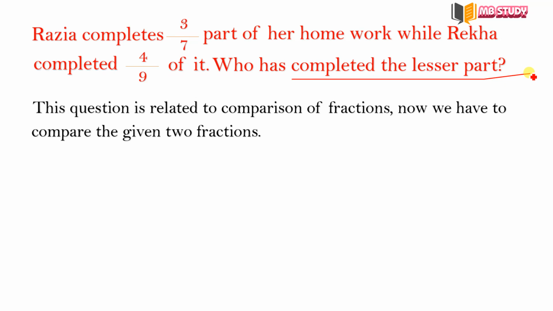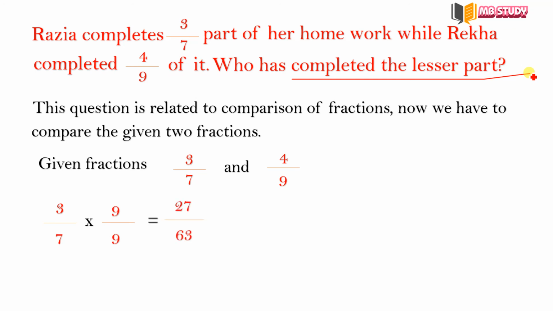Now we have to compare the given two fractions, 3 by 7 and 4 by 9. The denominators are not equal, so these are unlike fractions. We have to make the denominators equal, that means convert to like fractions. 3 by 7: multiply numerator and denominator with 9. 3 nines are 27 and 7 nines are 63. The next one, 4 by 9, is multiplied with 7 by 7: 4 sevens are 28 and 9 sevens are 63.